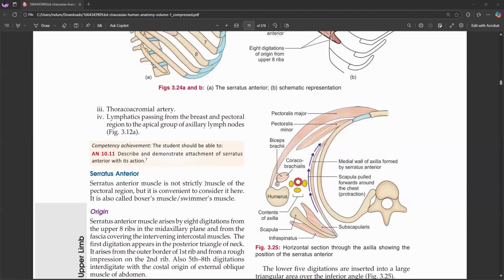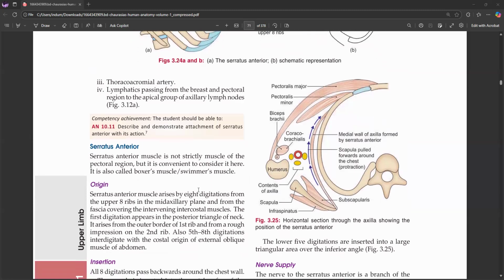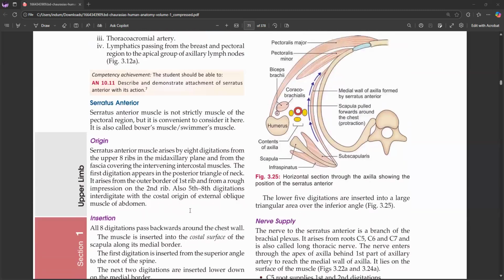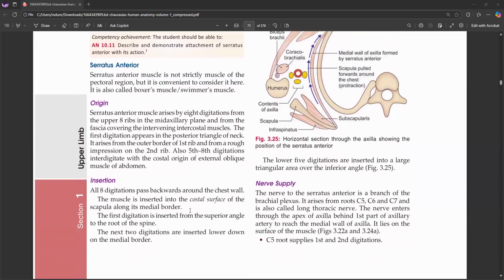Thoracoacromial artery and lymphatics passing from the breast and pectoral region to the apical group of axillary lymph nodes. Serratus anterior. Serratus anterior muscle is not strictly a muscle of the pectoral region, but it is convenient to consider it here. It is also called boxer's muscle or swimmer's muscle.